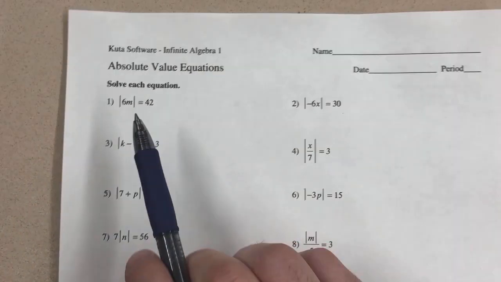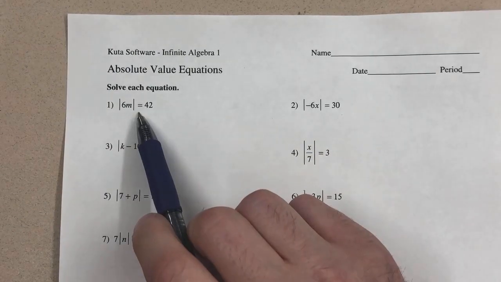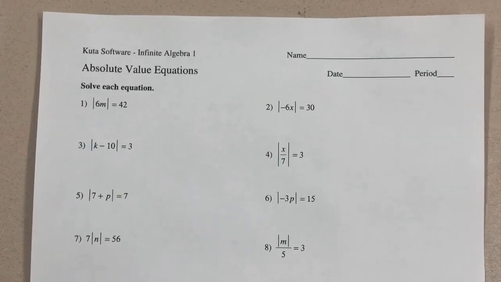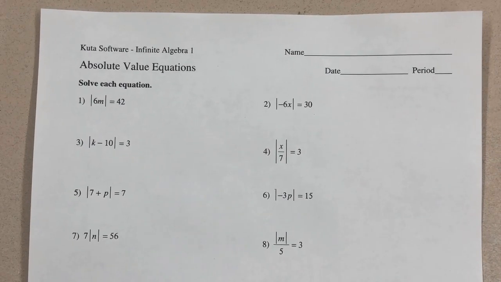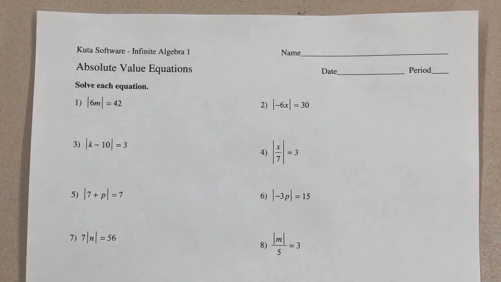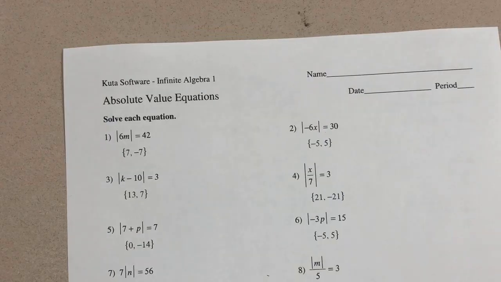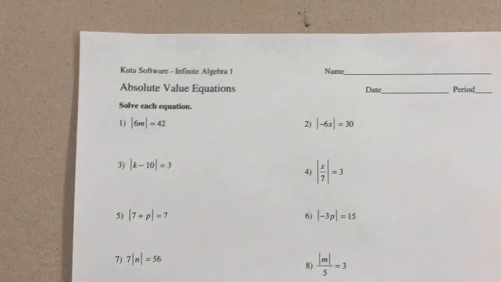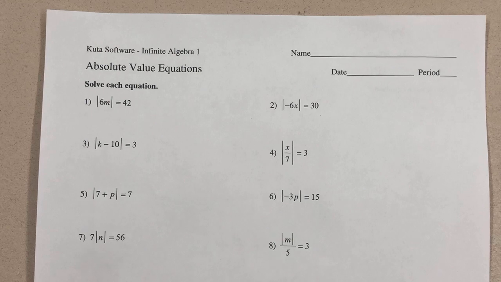Okay, so let's start with this one right here. The absolute value of 6m is equal to 42. So I'm not going to do the whole sheet. I'm just going to do a couple of examples. You should be able to find the answers online, but the answers don't have the solutions. Look, I'll show you. The answers are there. They're not going to have exactly how to do it, and you need to know how to do it.